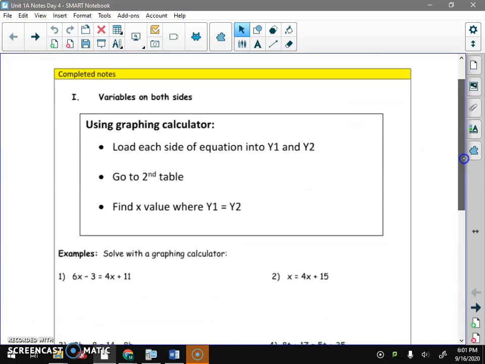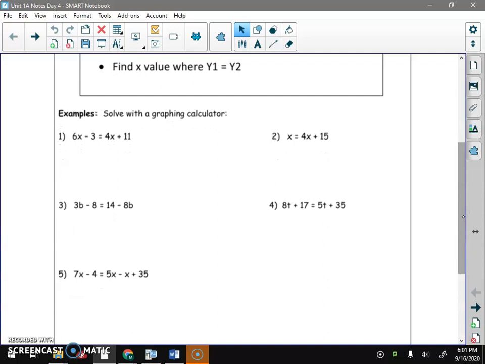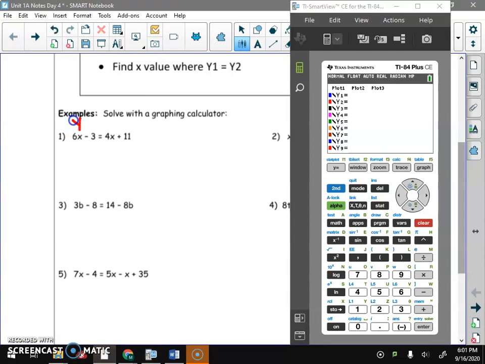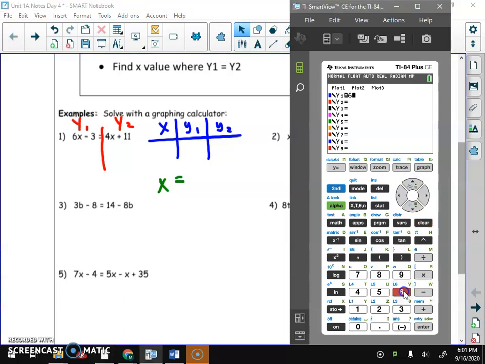Let's get started. Here's our first example, number 1. Let's pull up our calculator. Pencil first. A lot of us are liking the setup where we go y1, Great Wall, y2, x, y1, y2, and x equals. So what do we have on the left side? y1. Again, you got to match up the way you wrote it. 6x minus 3. y2, 4x plus 11. And we're going to look to see when those two match.